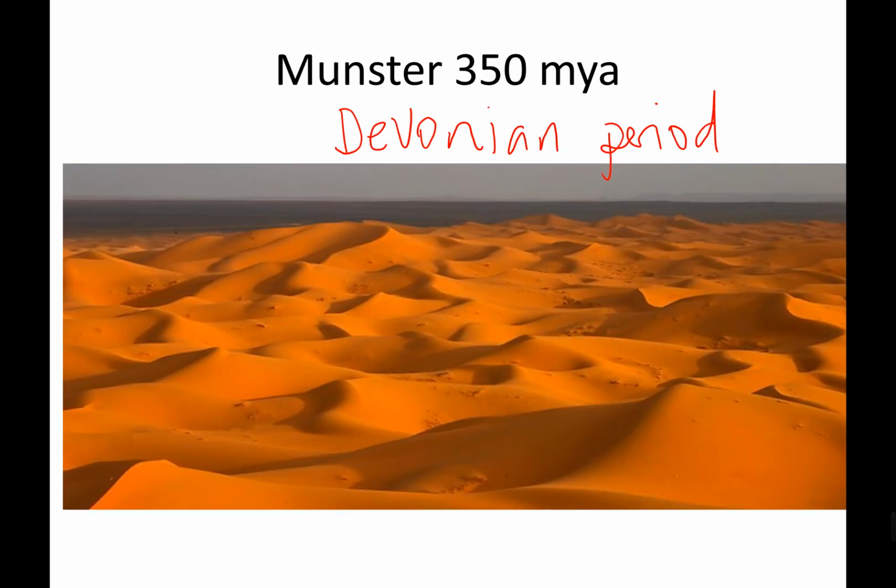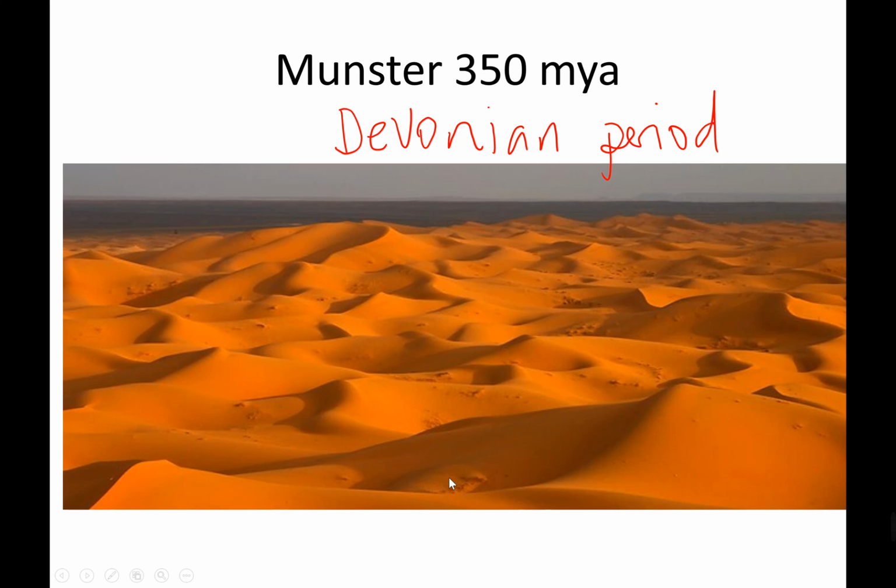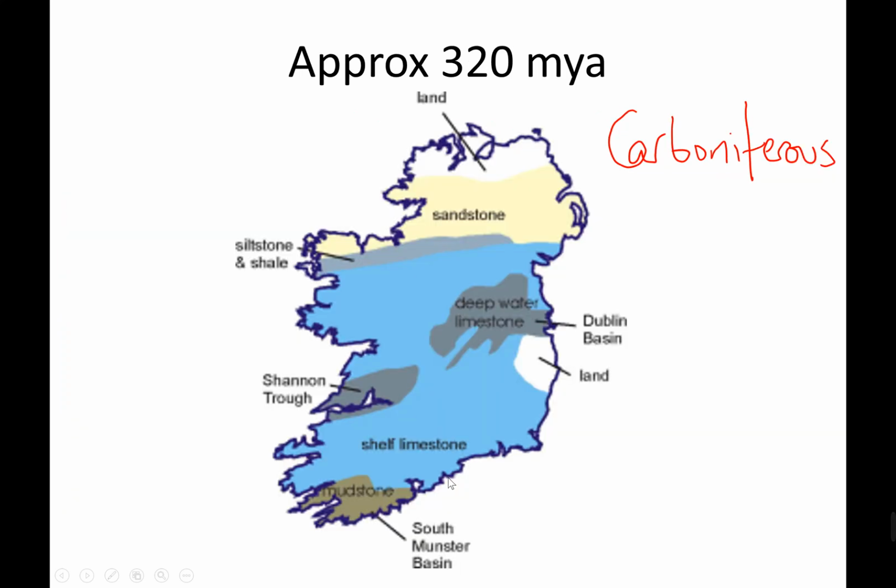So 350 million years ago sandstone was formed, and then 320 million years ago, this is where Munster is at this time. As we move further north, away from the equator, most of Munster was submerged beneath a warm, shallow Carboniferous sea. Because there were loads of sea creatures dying and building up, limestone formed. So the sandstone formed first during the Devonian period, and then the limestone formed next during the Carboniferous period, on top of the sandstone.